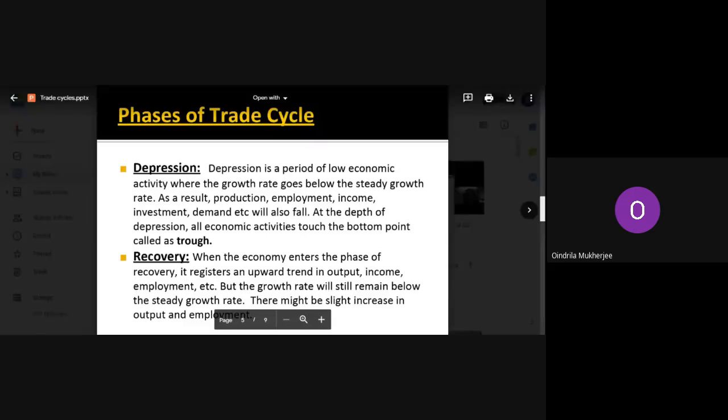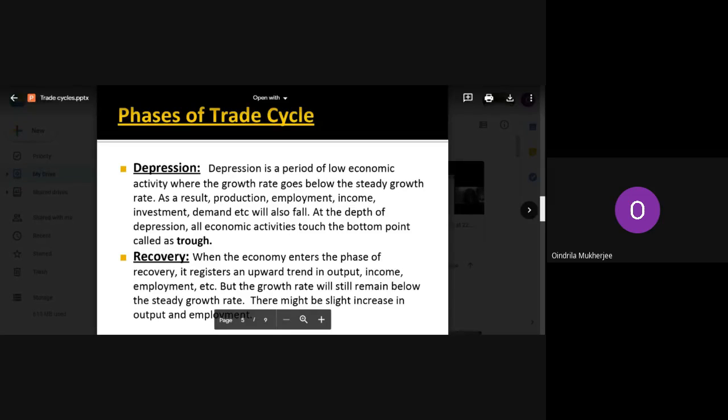So recovery is a slightly better situation, a slight improvement which can show us the revival of economic activity. Slight improvement in the economic activities of the nation. Okay, so in the recovery stage, what happens when the economy comes into this stage? When we can see that the economic trend has come to that bottom point, it slightly rises in case of recovery.